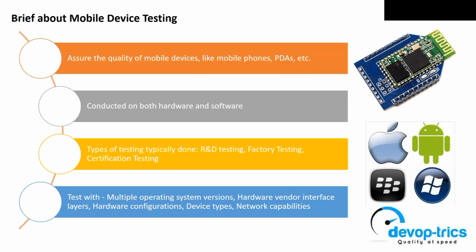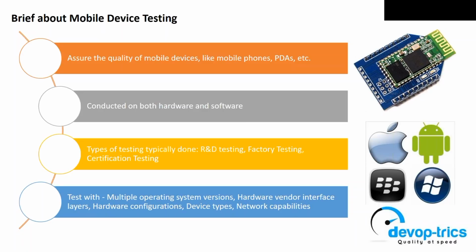So mobile device testing focuses on the devices, and the software which comes pre-bundled with them, and the operating systems also. When we say mobile device testing, it is not just hardware testing, it's for both hardware and software. Software can be bundled, or it can be some software which comes on top of it.